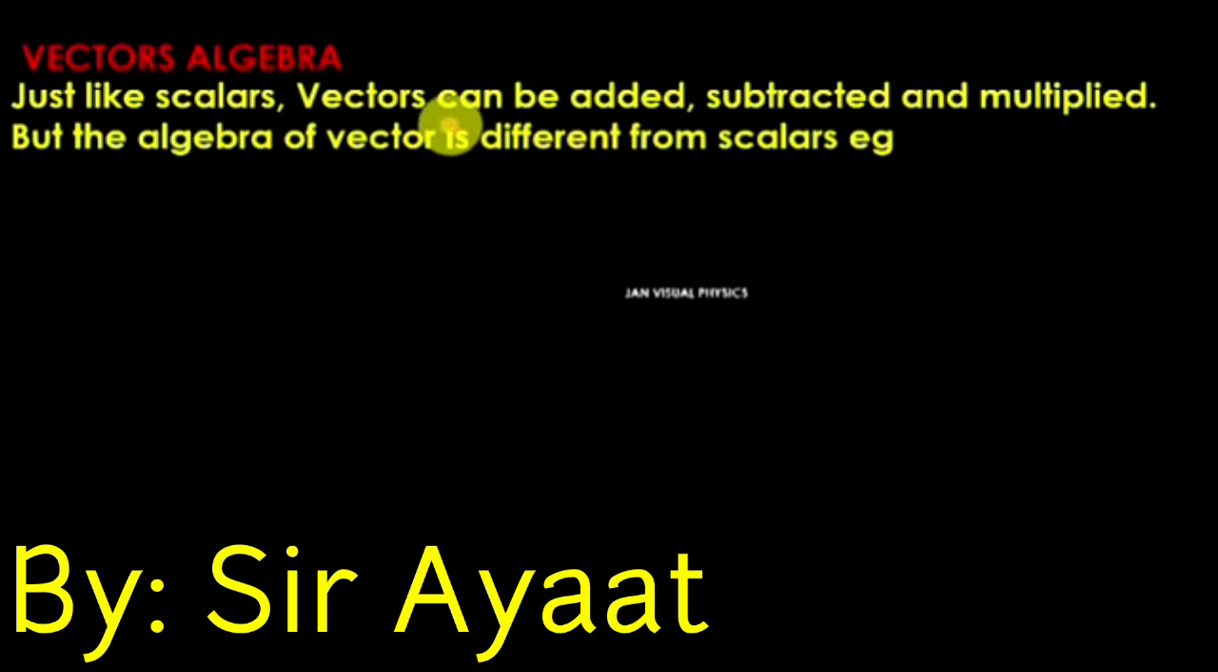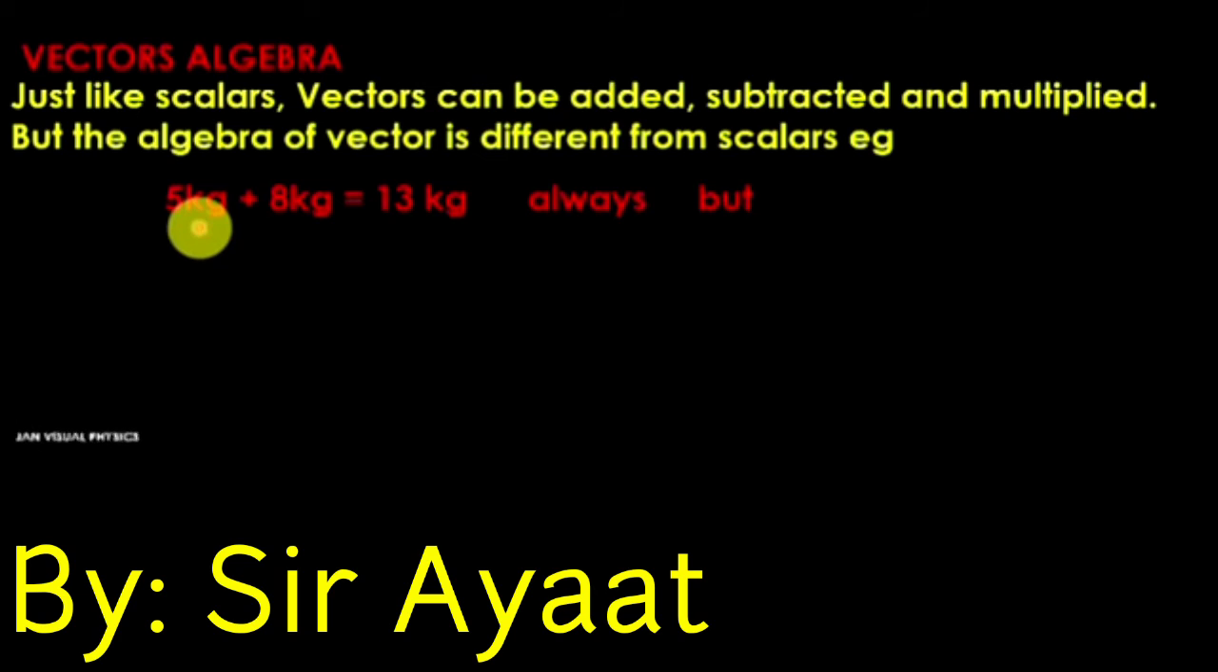For vectors we use vector algebra like scalars. By algebra we mean addition, subtraction and multiplication. This process is called algebra, and vectors also have algebra. Like scalars, vectors can be added, subtracted and multiplied, but it is different from scalars because in the case of scalars we have no direction, but in the case of vectors we have direction. So that's why we cannot add, subtract or multiply a vector like a scalar.